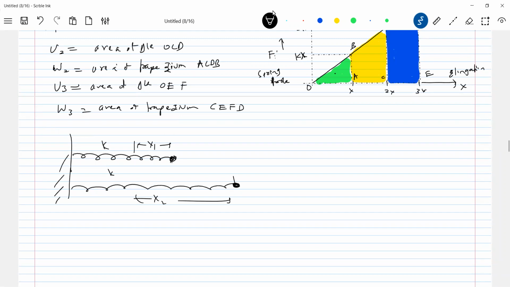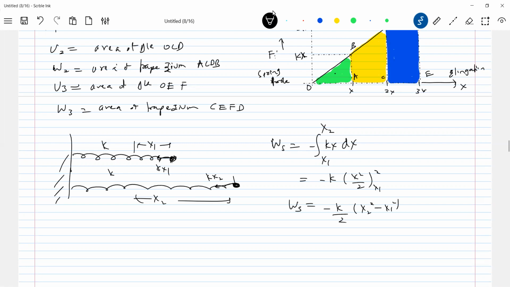What will be the work done by the external agent? The difference in elastic potential, or the work done by the spring force, how do you write it? How will the spring force be acting? The spring force will act in this direction, so the spring force does negative work. So what should you write? Minus integral of kx dx from x1 to x2. Why the negative sign? The spring force acts opposite to the displacement. So this should be kx square by 2 from x1 to x2. It does negative work. If you don't want that sign, just take it out, no problem.